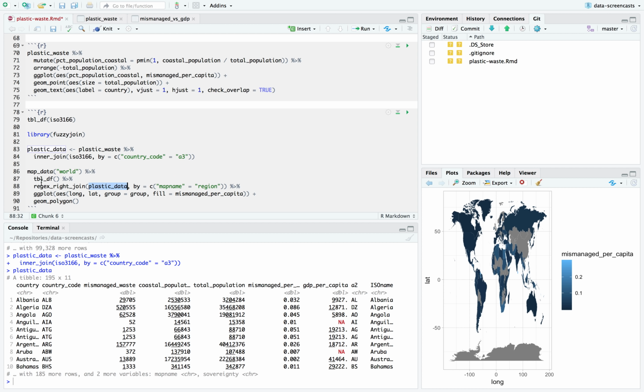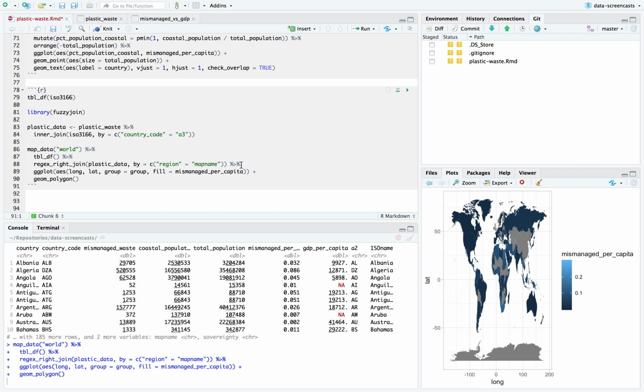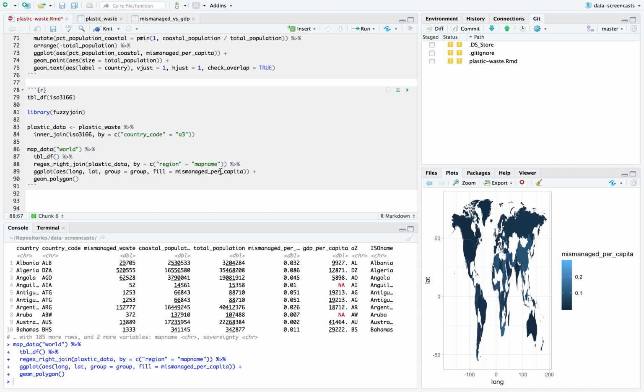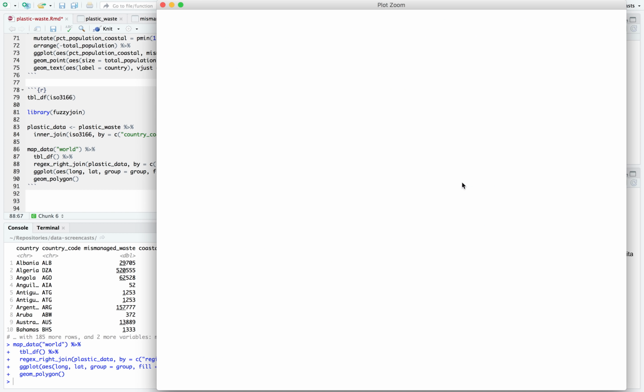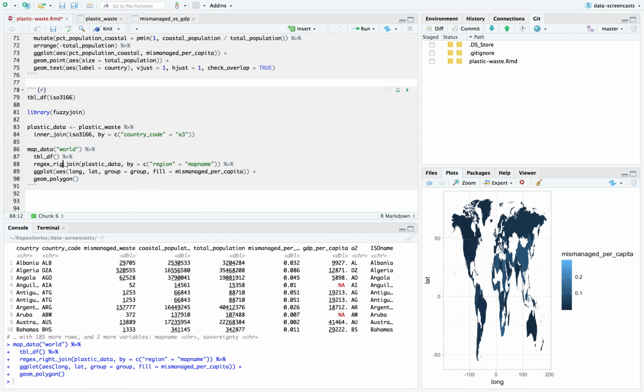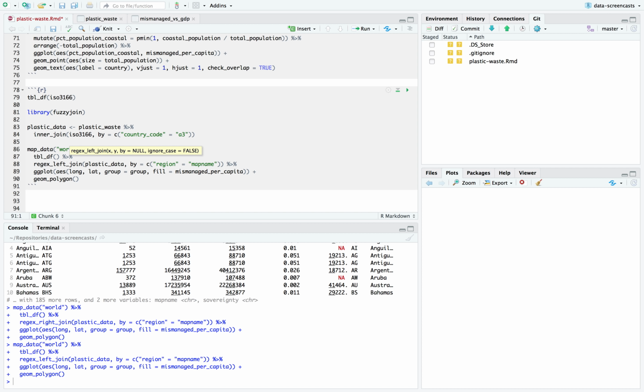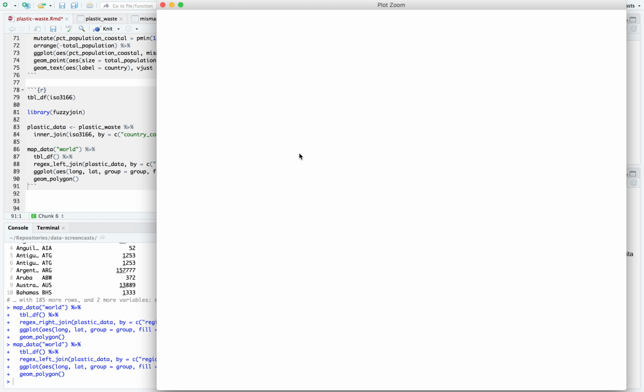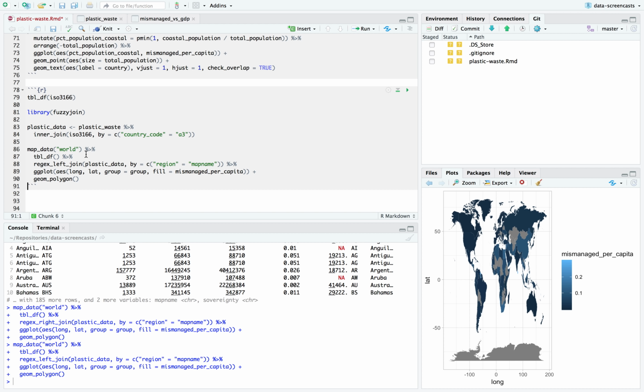So here we do a regex right join, plastic, and flip the direction of these two. Hopefully this puts back China. Yeah, there we go. All right, so that's an approach. I did a right join here, but I need to switch it to a left join to ensure we have everywhere in the world. Now we still have some gray missing countries. That's certainly Antarctica. I actually sometimes like to, after I do a join, say filter region is not equal to Antarctica. It just clutters up your graph.